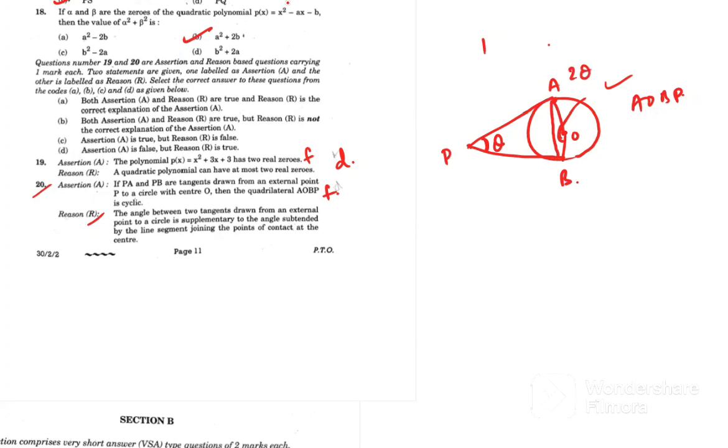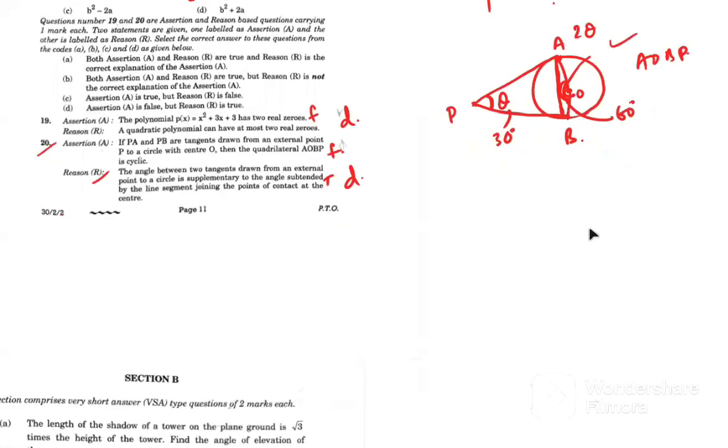Supplementary to the angle subtended by the line segment joining the points of contact. So this is the line segment joining the points of contact. Let's say if this center angle is 30 degrees, this angle will be 60 degrees. So this is true. So again, option D is correct for this. Assertion A is false, but reason is true. Now let's move on to section B.